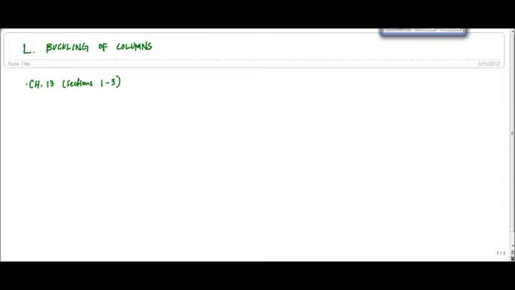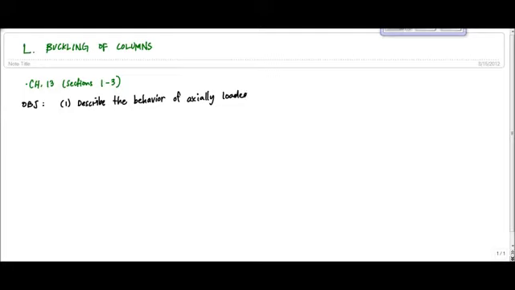Okay? And so for buckling of columns, what we want to be able to do is the following. These are our objectives. Our objectives are, one is to understand or to describe the behavior of axially loaded members under compression.